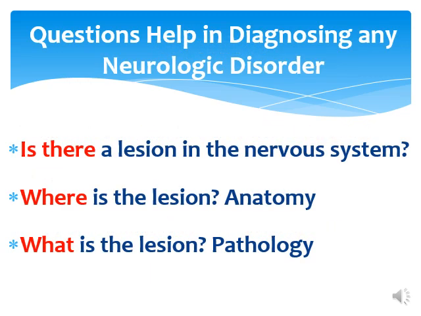To reach your diagnosis in most neurological disorders and other branches of medicine, you have to answer three questions. The first one is, is there a lesion in the nervous system or not? If so, where is that lesion? It's anatomically the site of the lesion. What is the lesion? This means the pathology. Is it vascular? Is it demyelinating? Is it infectious? Whatever the kind of pathology.